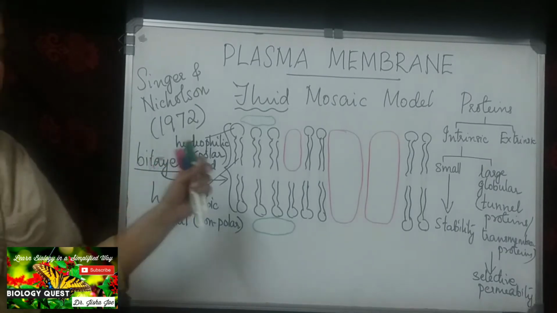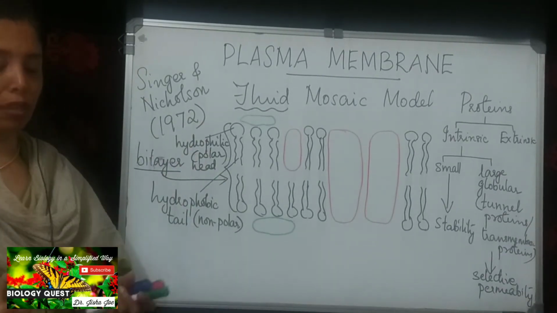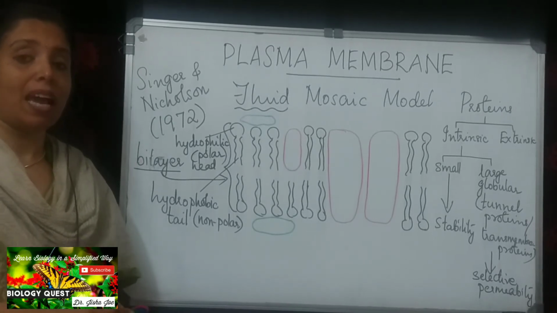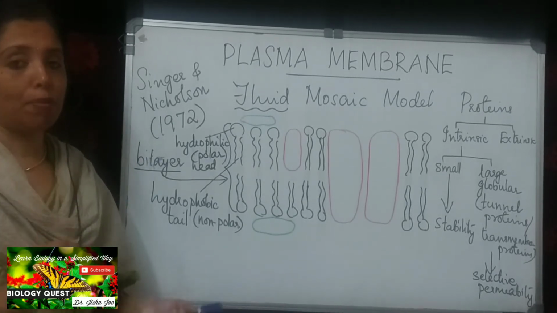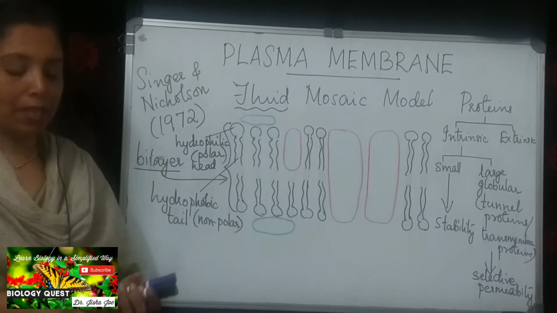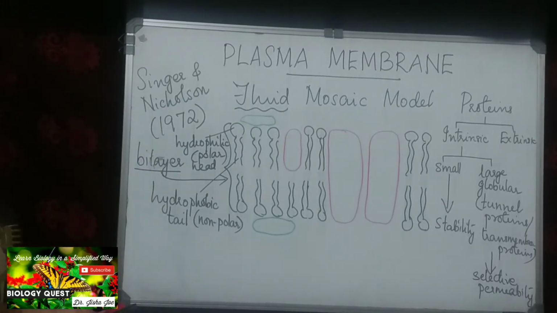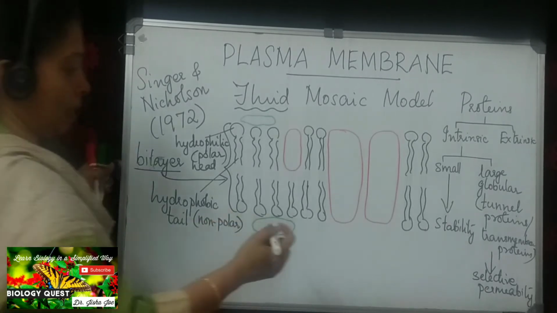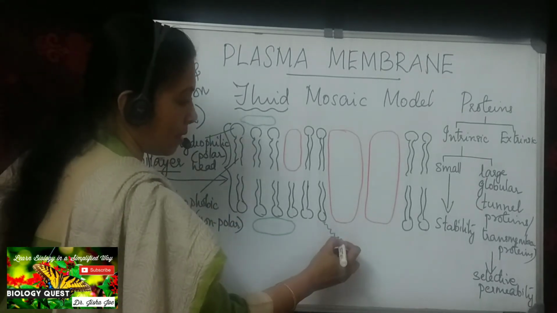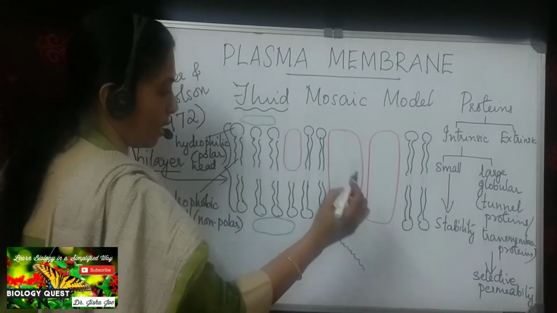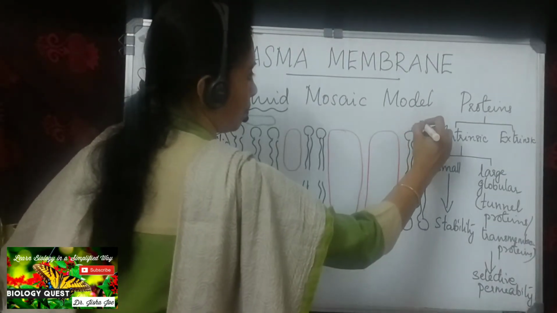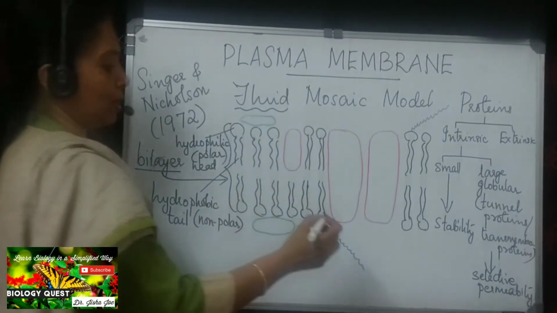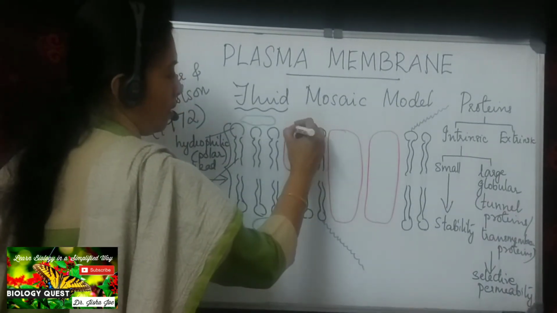Now we have come to the third component, that is the oligosaccharides. We have seen that oligosaccharides are carbohydrates having relatively small number of monosaccharide units. These oligosaccharides can be seen attached to the lipids, as you can see here, or they may be attached to the proteins.